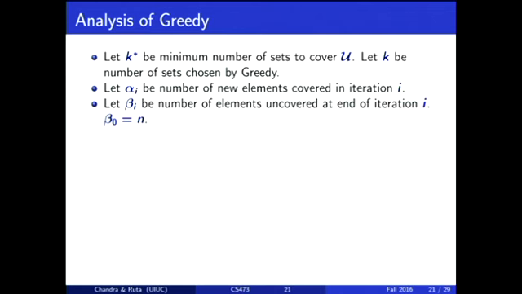So okay, what happens? We start with n. In the first iteration, we cover alpha 1. If you think of it, we have n in the beginning, this is beta 0. Then we cover alpha 1, and so beta 1 is n minus alpha 1, right? And then we cover alpha 2, and beta 2 is beta 1 minus alpha 2, and so on. Eventually we'll finish covering everything. The algorithm will terminate because at each iteration it covers at least one element. It's a simple algorithm. So how many iterations do we take?